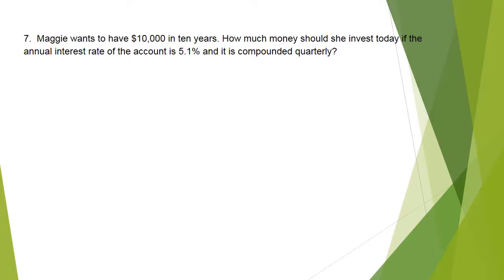This next question here has to deal with Maggie wants $10,000 in 10 years. How much money should she invest today if she has an annual interest rate of 5.1% that's compounded quarterly? It is compounded, so your future value is equal to your present value, the principal value, that's the money you put in, times 1 plus our rate divided by n, the number of times it's compounded per year, and then n times t is the number of years.